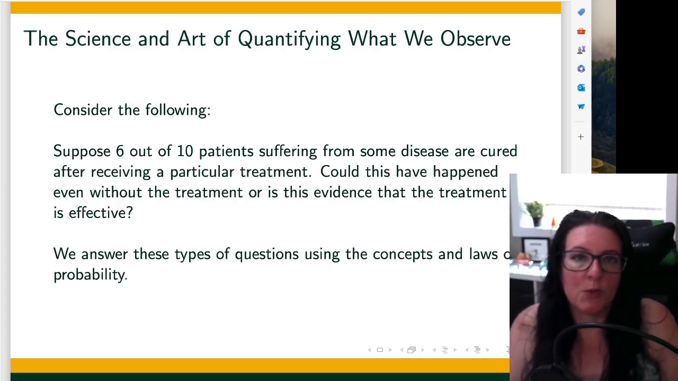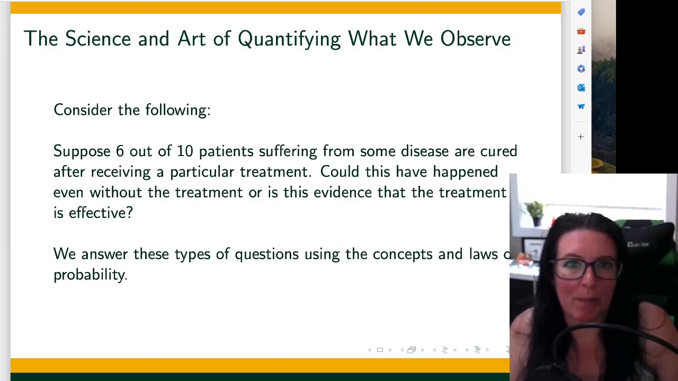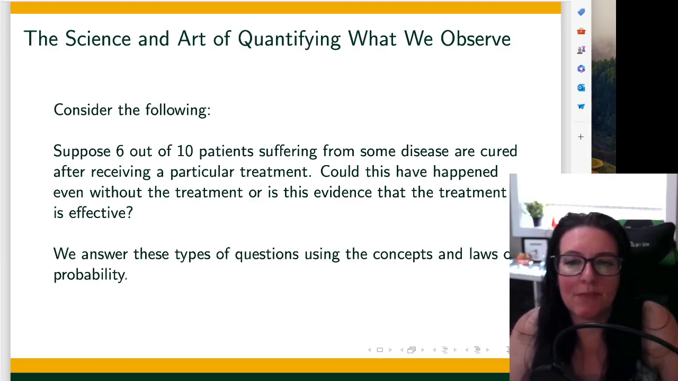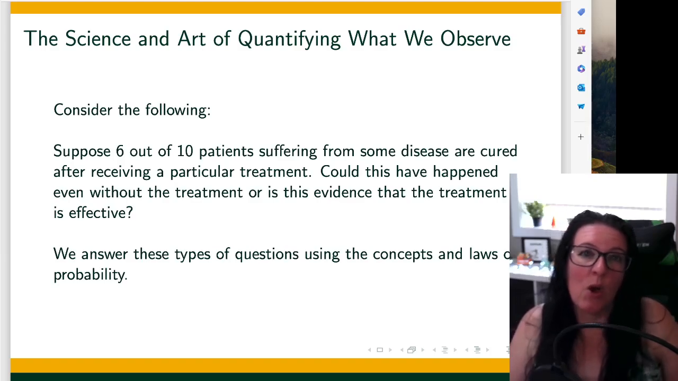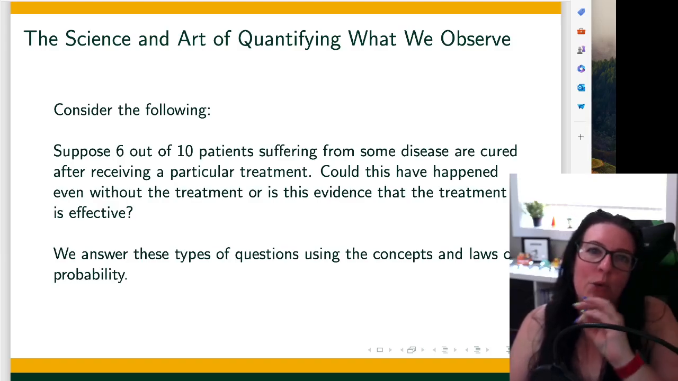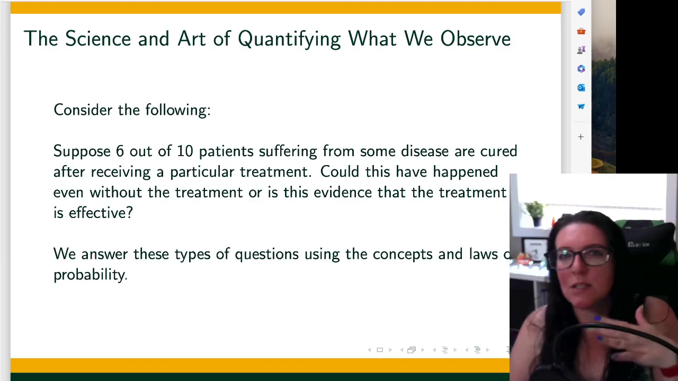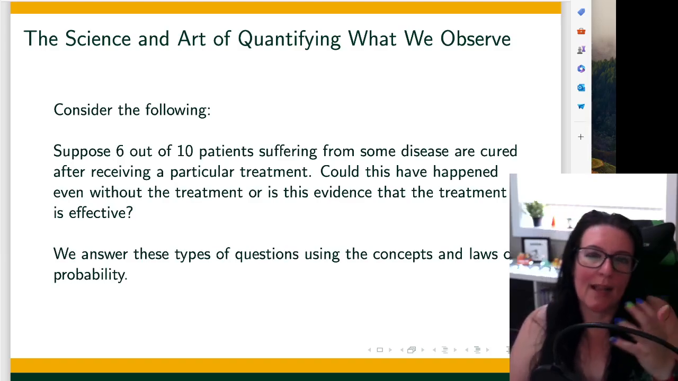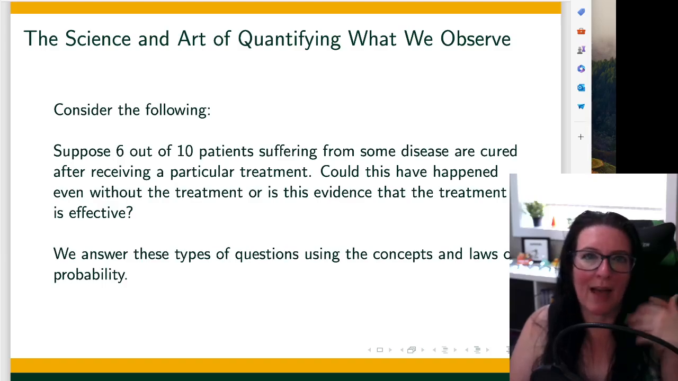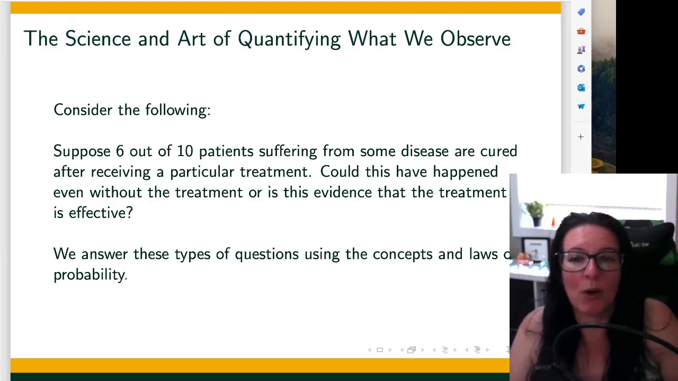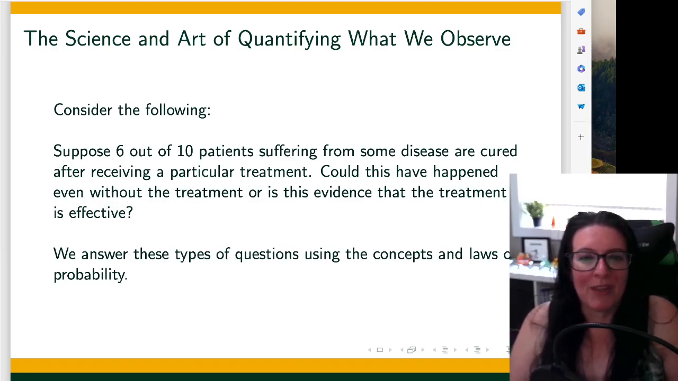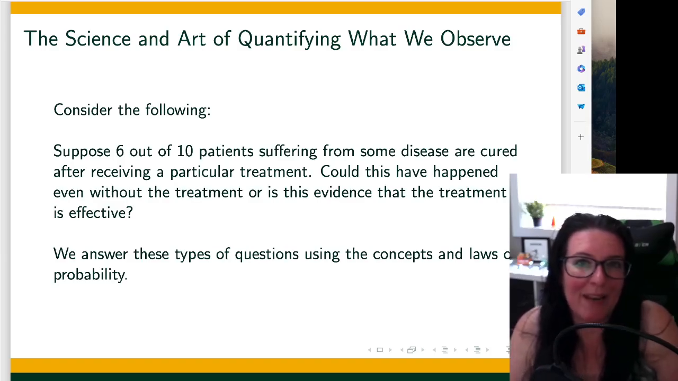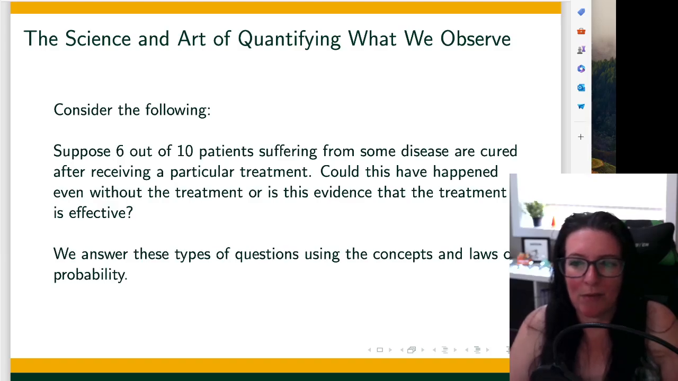In our previous set of videos, we were looking at designing an experiment. Suppose that 6 out of 10 patients suffer from some disease and they're cured after receiving a particular treatment. We talked about an experimental design where you would have a treatment and then you have a control. That control either gets the gold standard treatment or gets a placebo, and then we're comparing that to the treatment group, which is the one where we want to see if our variable of choice has an impact on that response variable. So we have an independent variable and what happens to the dependent variable.